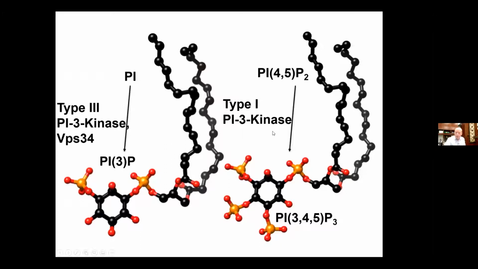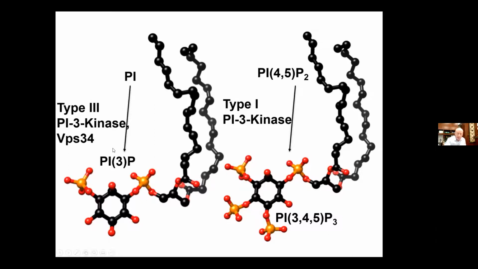Now, there are two PI3 kinases that have received a lot of attention in the literature in the last several years. And these are the ones I mentioned before. The type 1 PI3 kinase that makes PIP3, as you see on the right here, is also theoretically capable of making PI3P, which is why we had to knock it out to see if it had any effect on the levels of this.